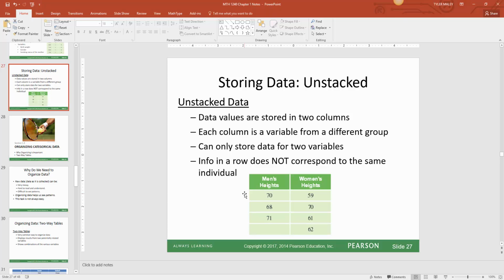And also the rows are different. So like this row of data, 70, 59, those don't go together whatsoever. Every cell is a new person. So there are 4 women here and 3 men.